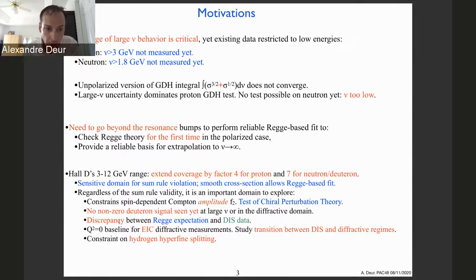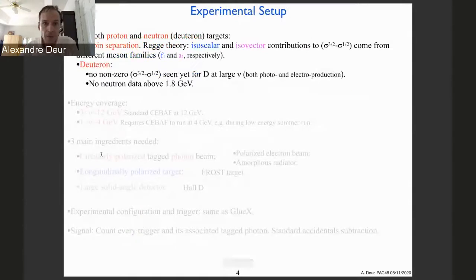The data at Q squared equals zero can be a baseline for the EIC diffractive study that looks at the transition between the DIS and the diffractive regime. And finally, the data would provide a useful constraint on our knowledge of hydrogen hyperfine splitting. But the experimental setup will be as follows.